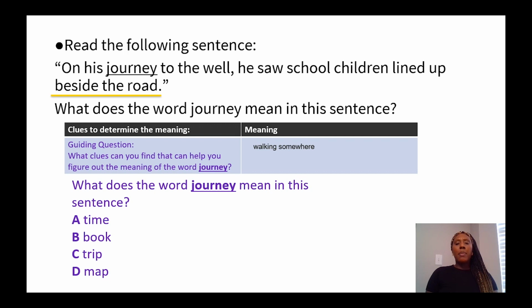Once I come up with my own definition and meaning, I'm going to look at my answer choices and get rid of two answer choices that do not match the clues that I chose from the sentence and my definition that I created myself. So the first one I want to get rid of is answer choice A, time. To me, time doesn't make sense because I'm talking about going somewhere and not about how long it took to get there. So I'm going to get rid of A, time.